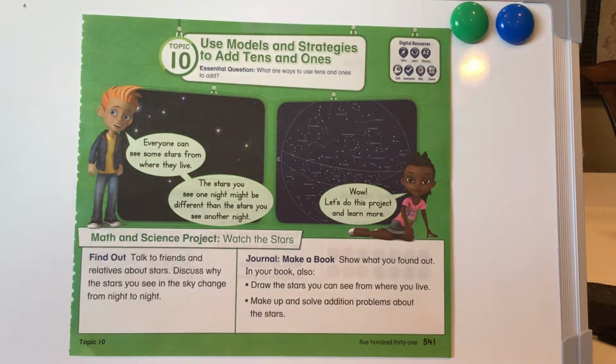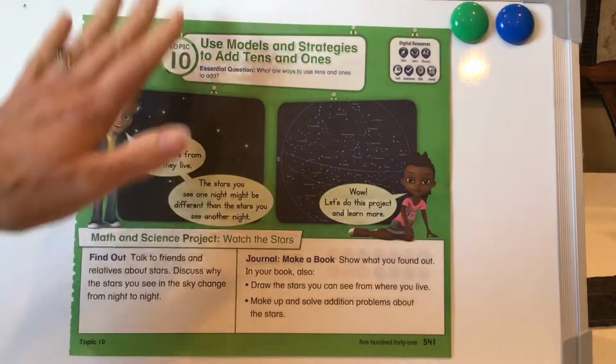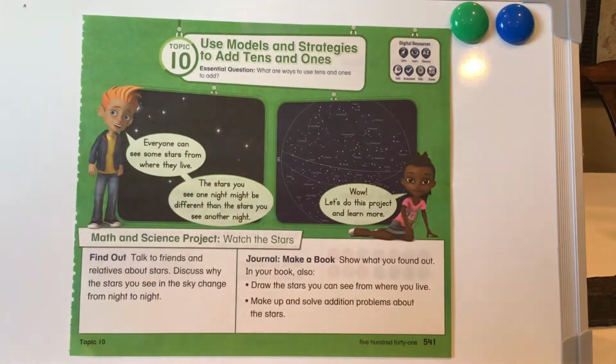All right, this is math lesson topic 10 for first grade. We're going to be using models and strategies to add tens and ones. So that's basically our topic. This is just the introduction. These are some fun things that you can do at home if you'd like to.